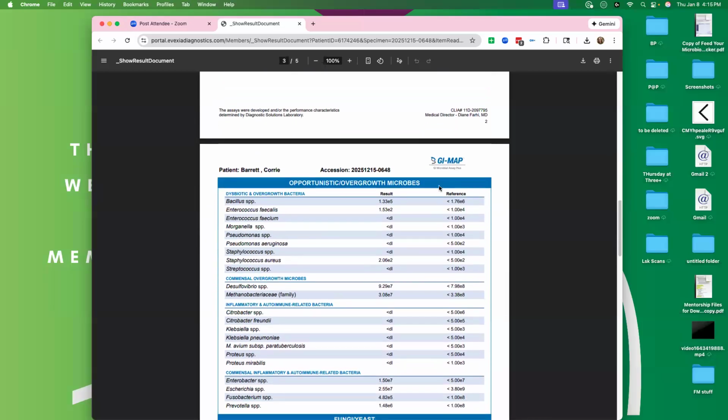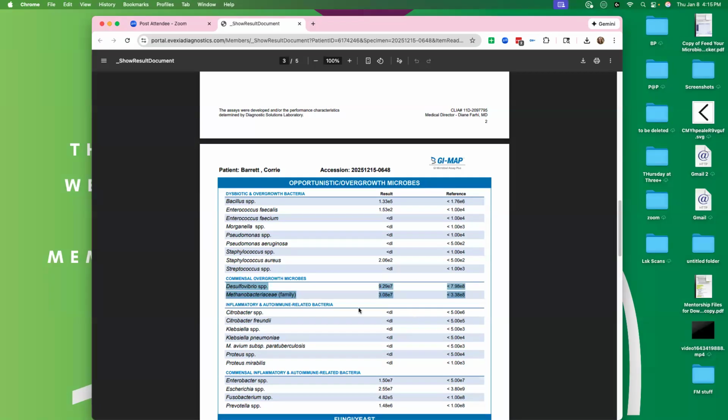So opportunistic and overgrowth microbes, because this is E to the fifth power, it won't flag it till it's up here into this reference range. It means it's detecting these and they're higher, but they're not at levels that are going to be having a huge effect on what's going on. These, disulfo and methano, are the ones that drive SIBO-like symptoms.